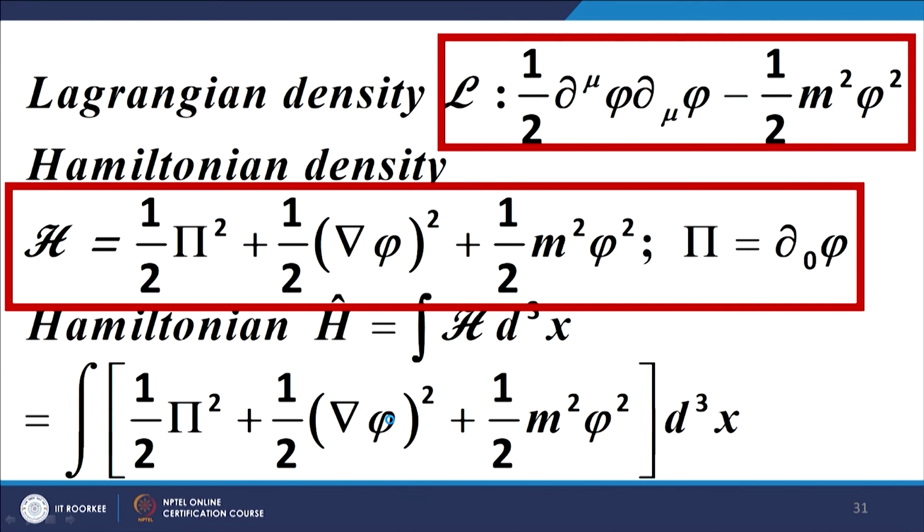Now, the Lagrangian density for the Klein-Gordon field is given in the red box at the top of the slide. The Hamiltonian density corresponding to this Lagrangian density is given in the second red box, and the Hamiltonian, which is the spatial integral of the Hamiltonian density, is given by the third expression on this slide.